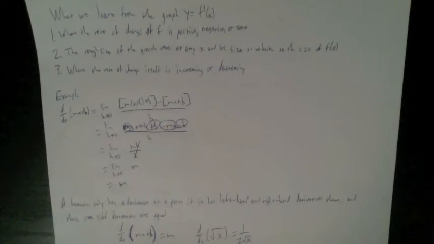A function only has a derivative at a point if it has left-hand and right-hand derivatives there, and those one-sided derivatives are equal. So our d dx of mx plus b equals m, and our d dx of the square root of x equals 1 over 2 square root of x. We can find this by doing the same thing as we did here, and we'll come out with that.